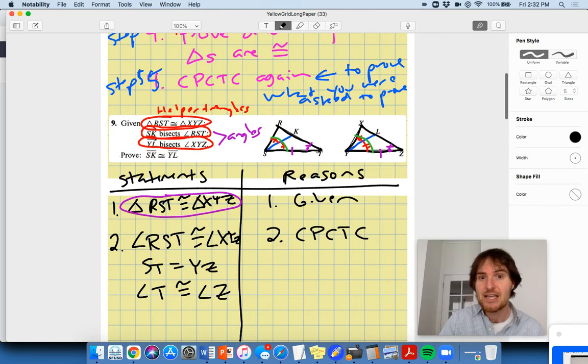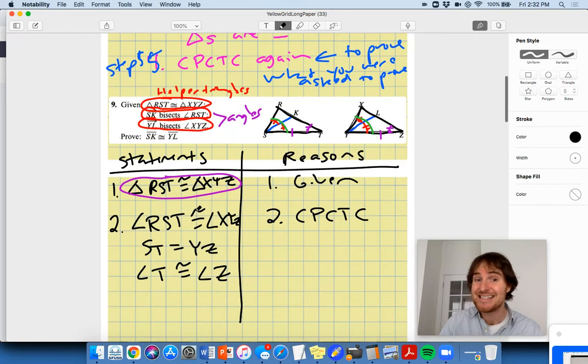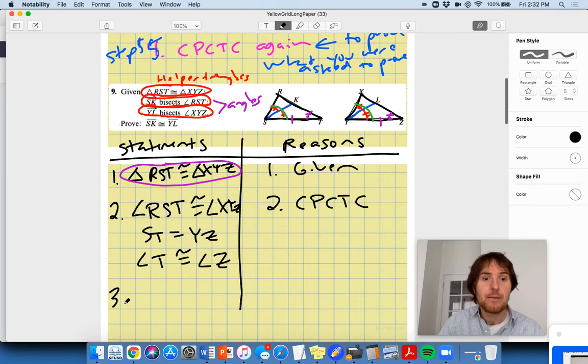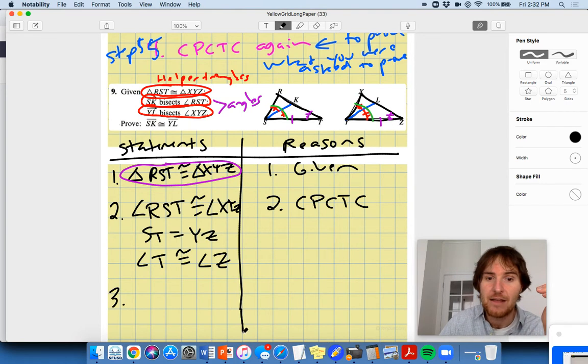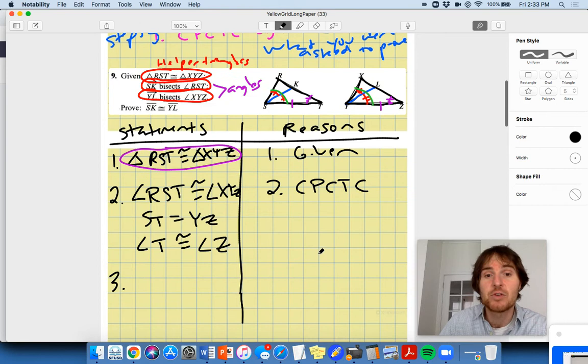And then this is a side in the smaller triangle here, but YZ and ST also in those congruent triangles. That's why it's CPCTC from step 1, okay? Step 3 is we got to somehow prove that KST and LYZ are congruent to one another. And there are a variety of ways to do this. I think in block 5, somebody did a cool way of doing it. I suggested maybe an easier way of doing it.